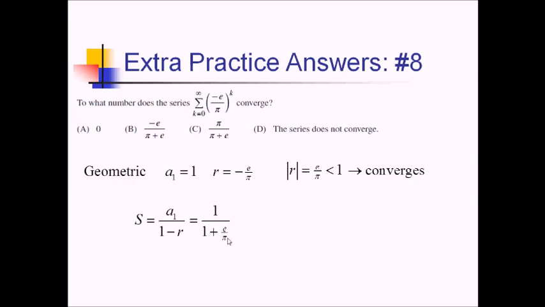Let me merge the stuff in the denominator into one big fraction. So this is really pi over pi plus e over pi, which I can turn into e plus pi over pi. And now doing a little same change flip to divide 1 by this fraction, this ends up being pi over pi plus e, which matches answer choice C.